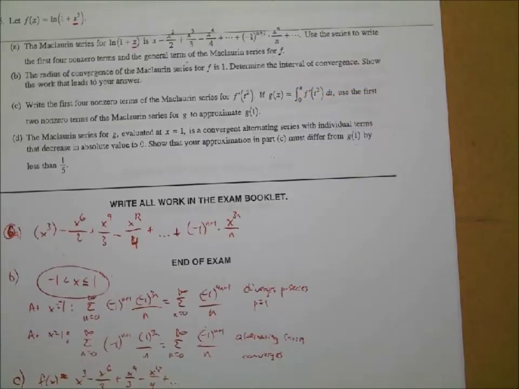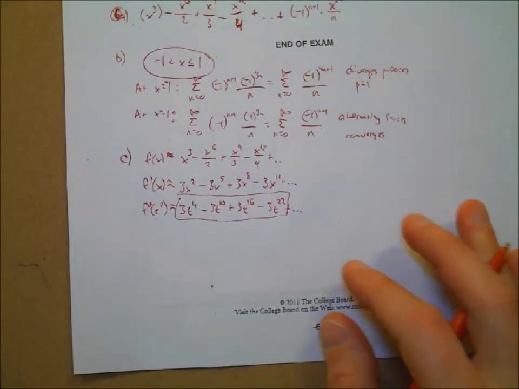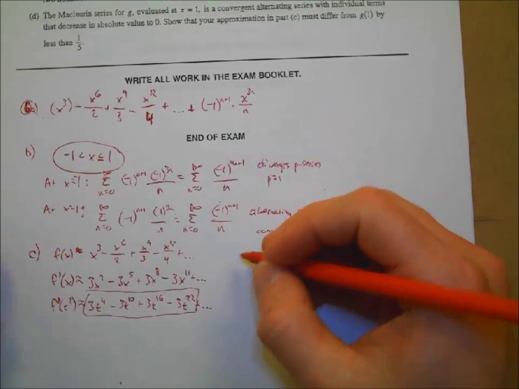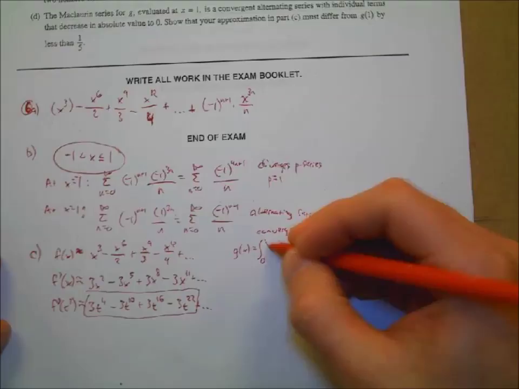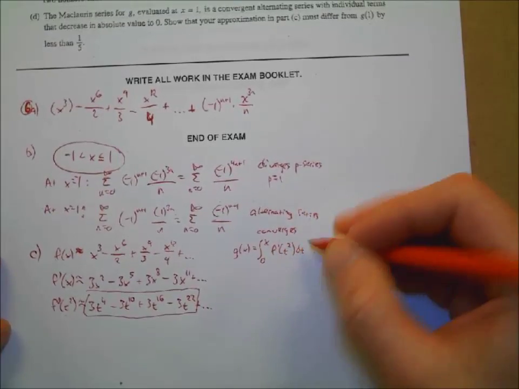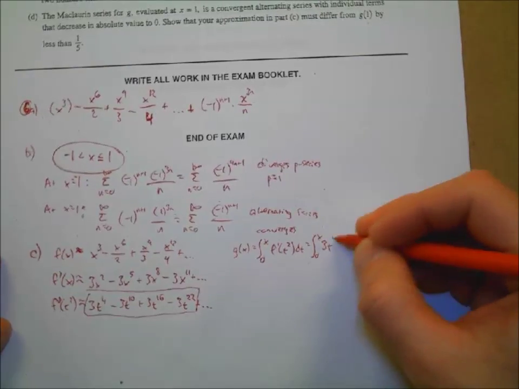Say again? Plug in x? Well, not quite yet. Remember, this is, yeah, exactly. Yeah, we want to take the integral first, and then we'll go ahead and substitute in the x. Yep. So let's go ahead then and find g, okay, which is equal to the integral from 0 to x of f prime of t squared dt, which is, in other words, the integral from 0 to x of 3t to the 4th minus 3t to the 10th plus.